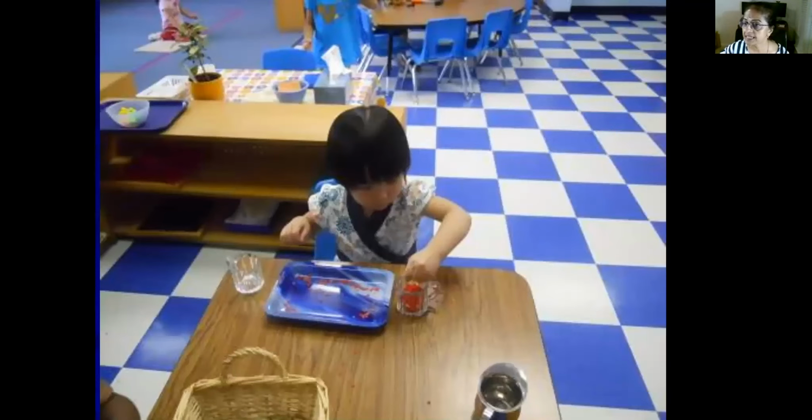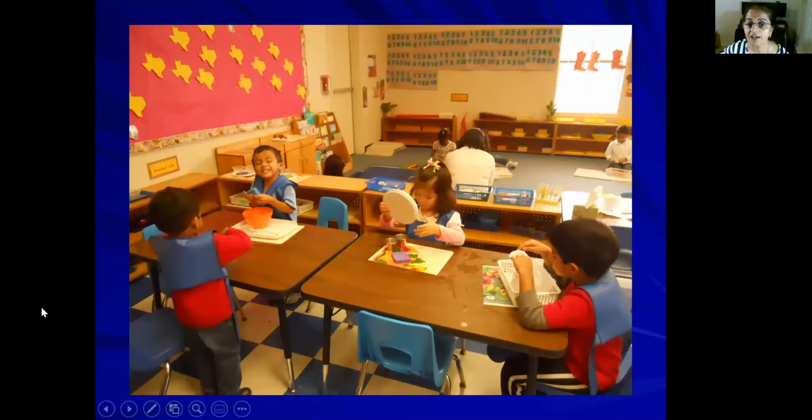Here the child is learning how to do pouring. Yes, she has spilled some things down. She also learns how to clean up her environment. That's part of the practical skills. Here you have the whole setup of the practical life area in the classroom, and most of these kids are doing water activities. And you can see how much fun they are having.